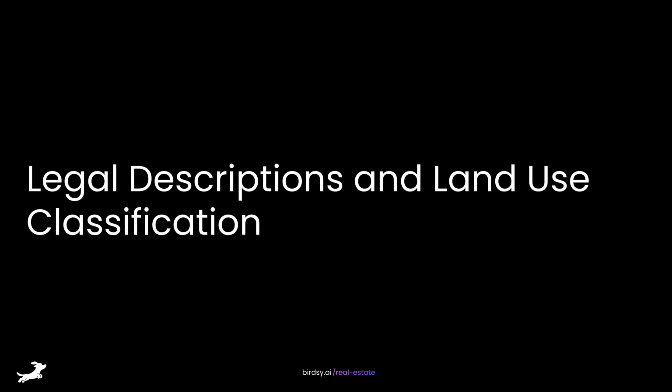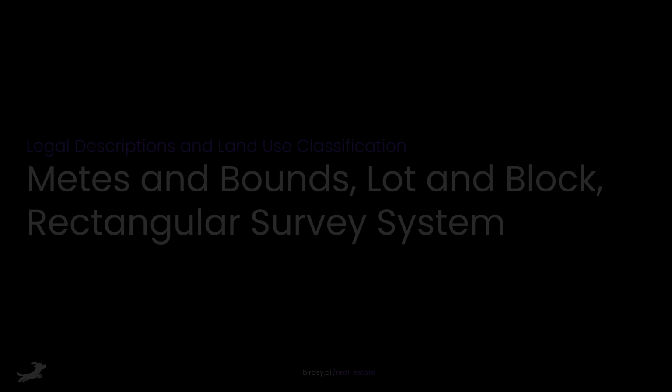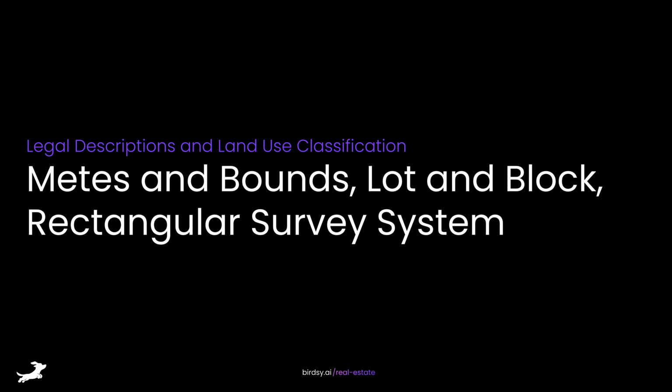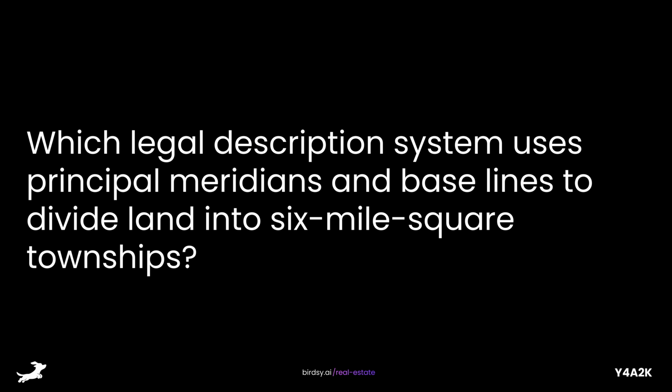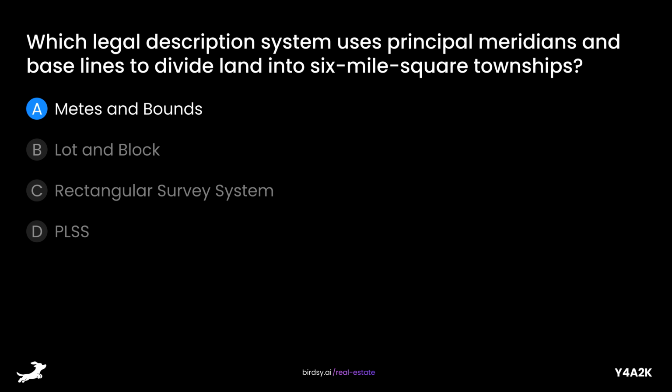Legal descriptions and land use classification. Meets and bounds, lot and block, rectangular survey system. Which legal description system uses principal meridians and baselines to divide land into 6-mile square townships? Is it A, meets and bounds? B, lot and block? C, rectangular survey system? Or D, public land survey system?